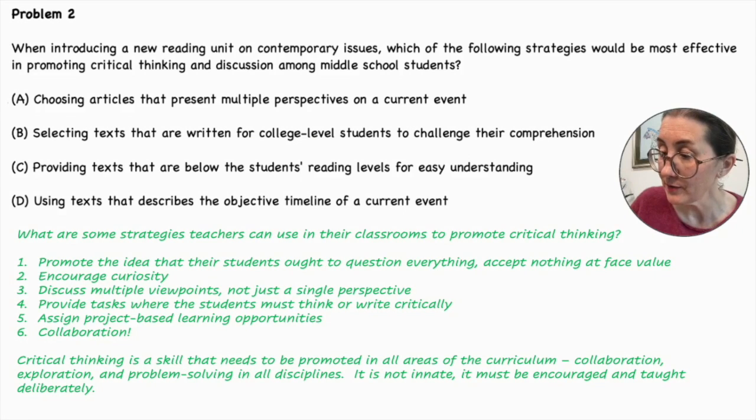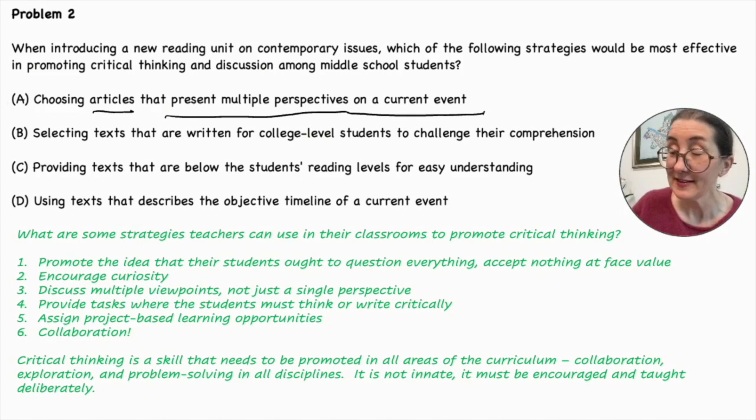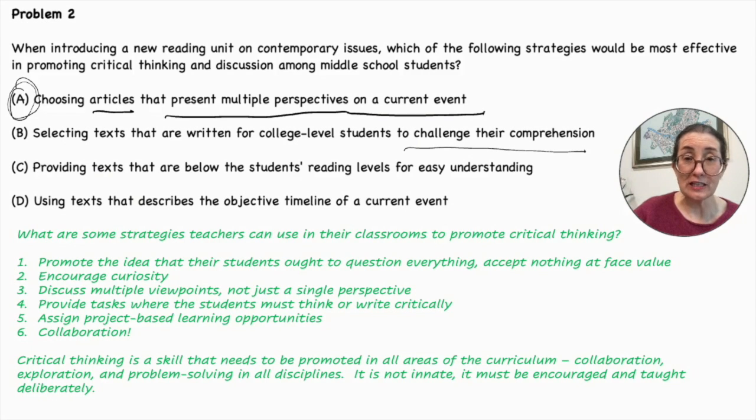Choosing articles that present multiple perspectives on a current event. I think we're off to a good start here. That's very possibly the correct answer. Selecting texts that are written for college-level students to challenge their comprehension. The purpose is not to challenge comprehension, it's to teach critical thinking, so this is not the correct answer. Providing texts that are below the student's reading levels for easy understanding. Kids know when you're dumbing it down. A very bad idea.